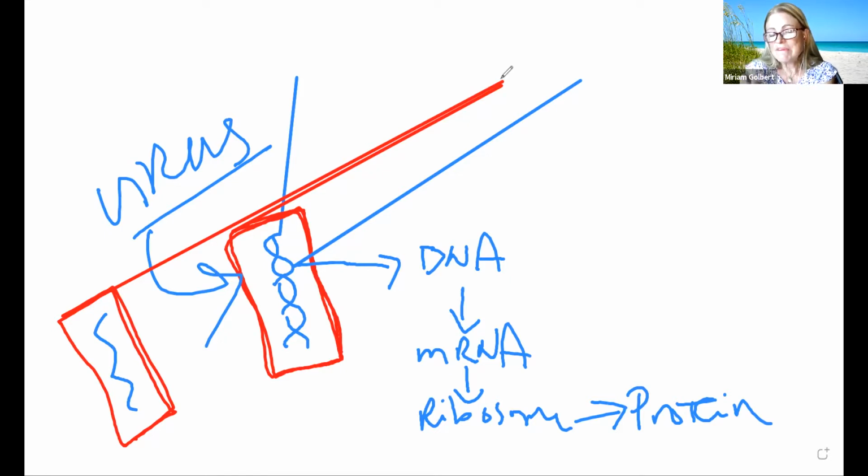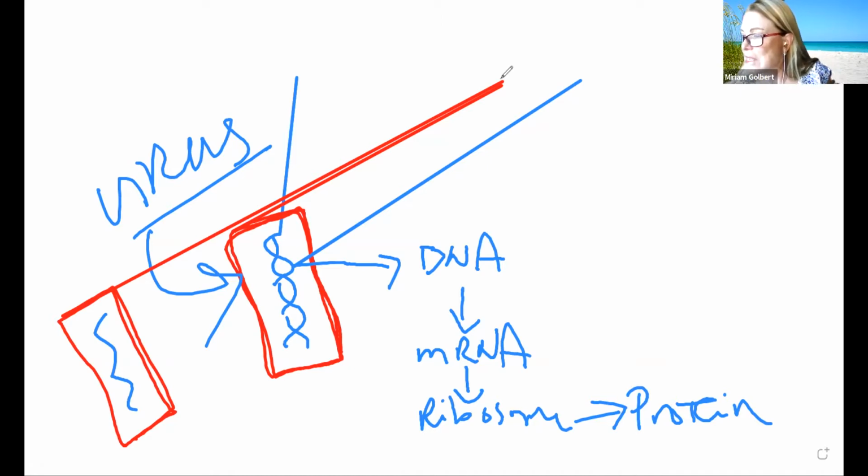So what is bad about viruses is that they get into your cells and they take over your cell. So now your cell becomes a little virus machine making a bunch of copies of this virus, right? But by themselves, outside a cell, they cannot survive.